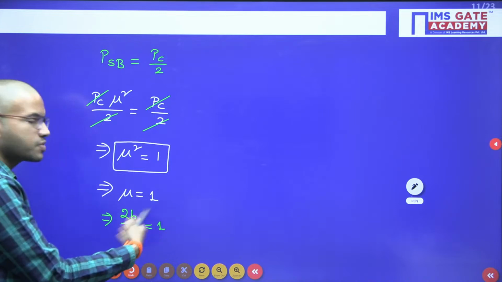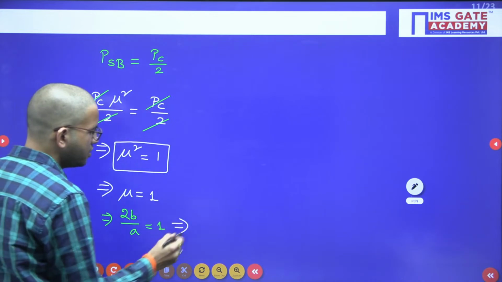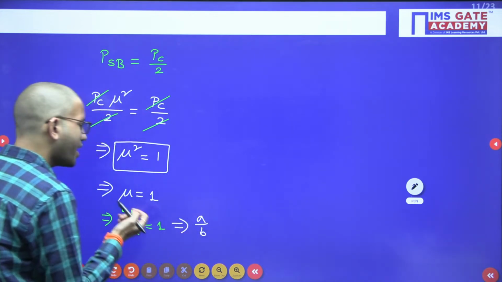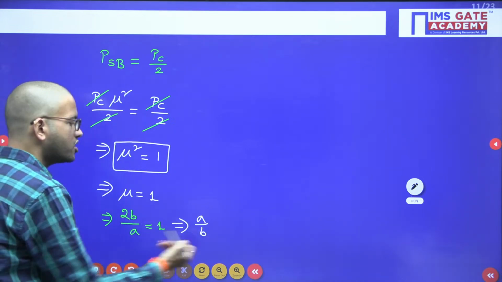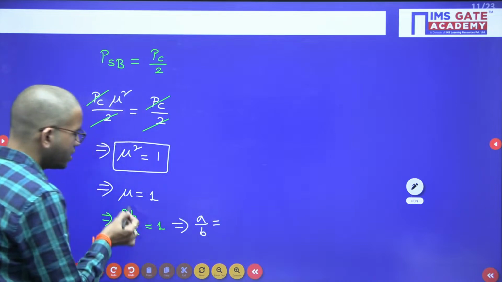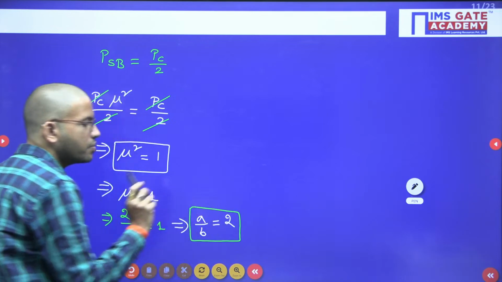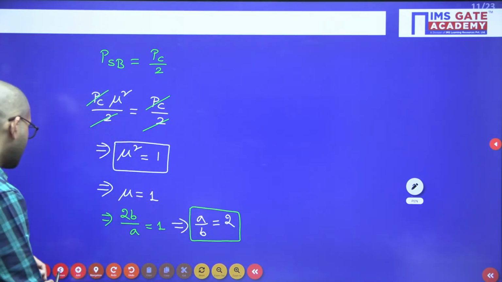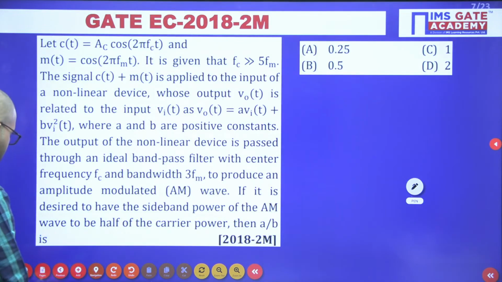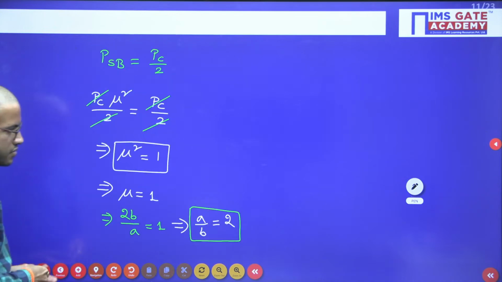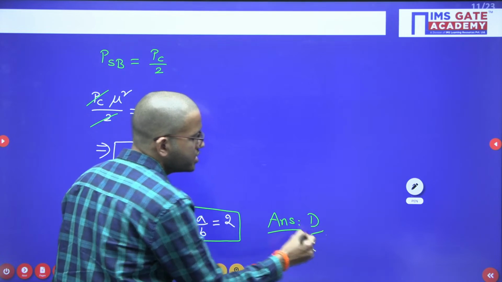Just do the cross multiplication, that's all. Here, according to the question, the requirement is a by b, right? So a will come into the numerator, b will come into the denominator. On the left-hand side you are having 2. So a by b equals 2, which means the correct answer for this question is option D.